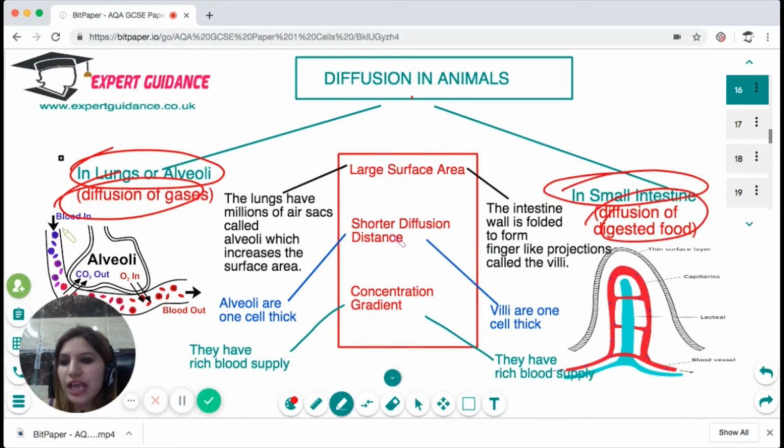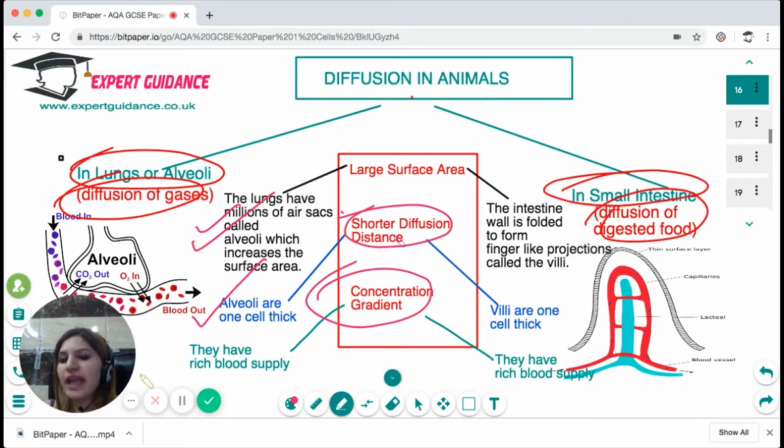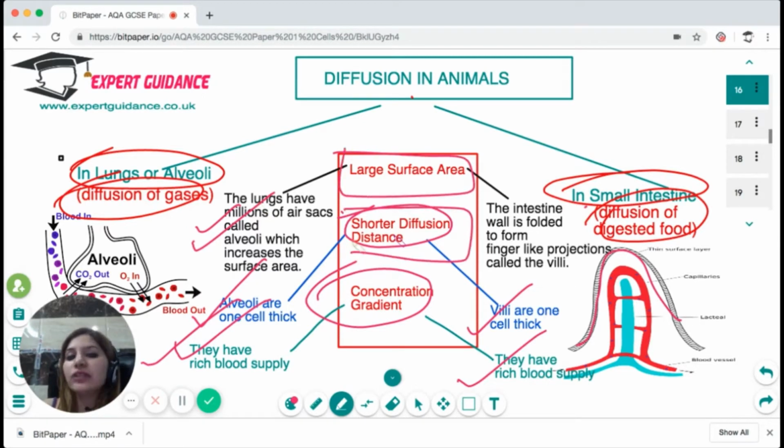If you see the structure of the alveoli, the lungs have millions of alveoli, which increases the surface area. For the shorter diffusion distance, they are one cell thick, and for maintaining the concentration gradient, they have rich blood supply. On the other hand, in the small intestine, the wall is folded to form finger-like projections called the villi. Villi are one cell thick and they have rich blood supply. So if this question comes in the exam, what are the adaptations? You need to talk about all these three factors: how the largest surface area is maintained, how the diffusion distance is maintained, and how the concentration gradient is maintained.